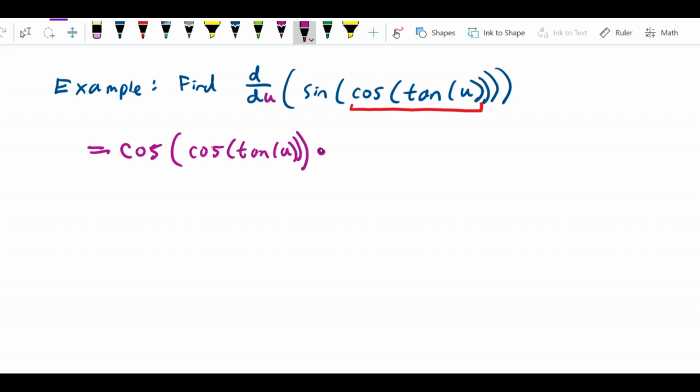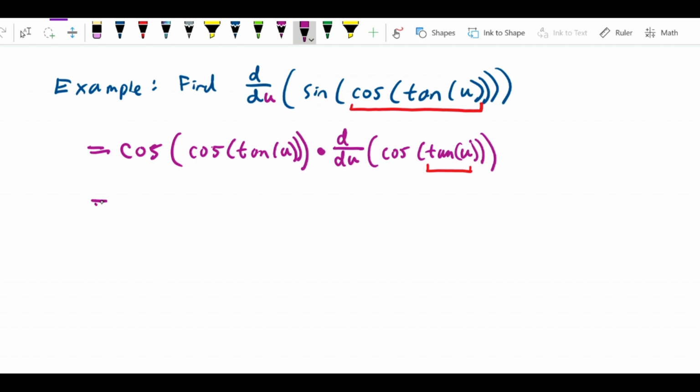And now, because this wasn't just a u inside here, because it was cosine of tangent of u, what I have to do is multiply it by the derivative of the inside. In other words, by the derivative of cosine of tangent of u. Fortunately, this itself is just another chain rule problem. What we have here is that inside function, which is tangent of u.